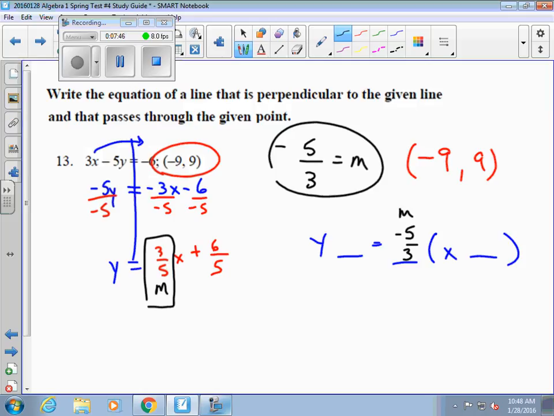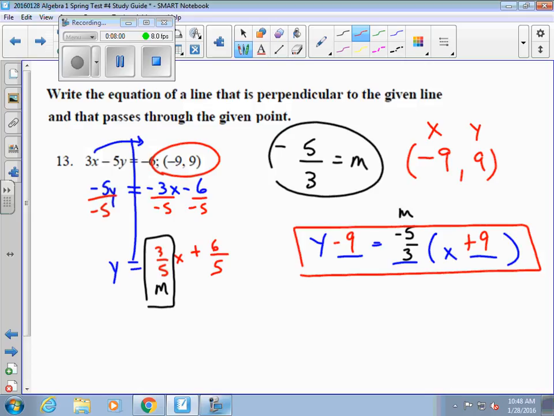And x sub 1 and y sub 1 are the opposite of x and y right here. Y's value says positive 9, we put negative 9. X's value says negative 9, we put positive 9. This is point slope form. Y minus 9 equals negative 5 over 3 times x plus 9. Again, once you have that form, if point slope form is not an answer choice, you have to convert that into either standard form or slope intercept form.